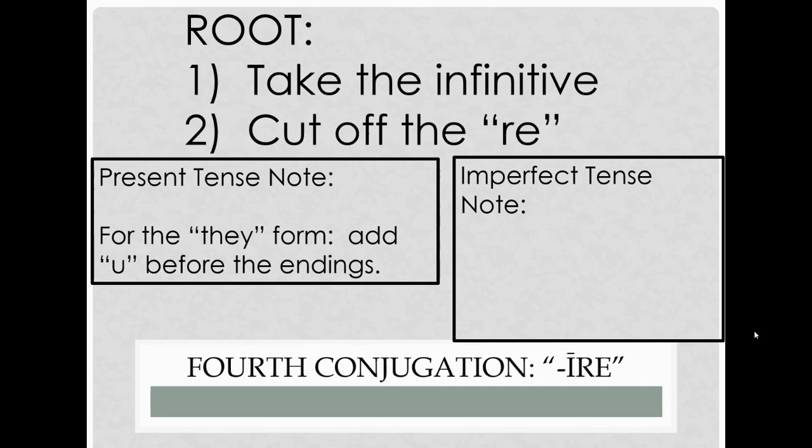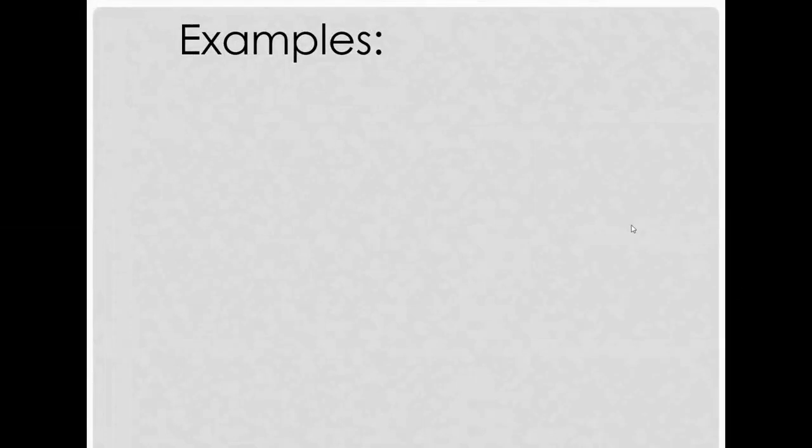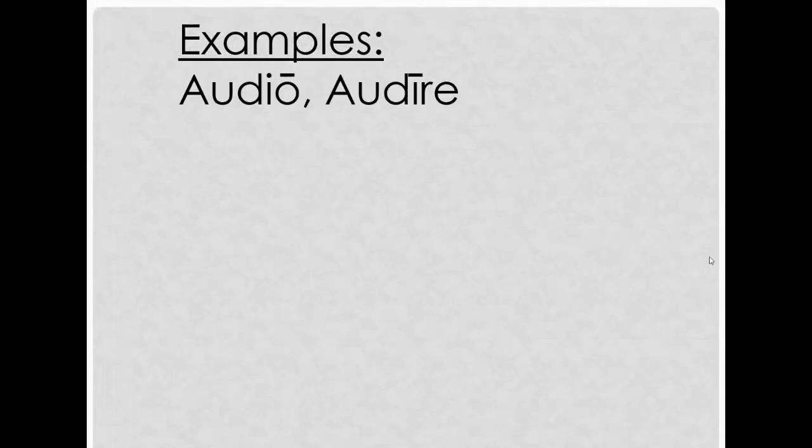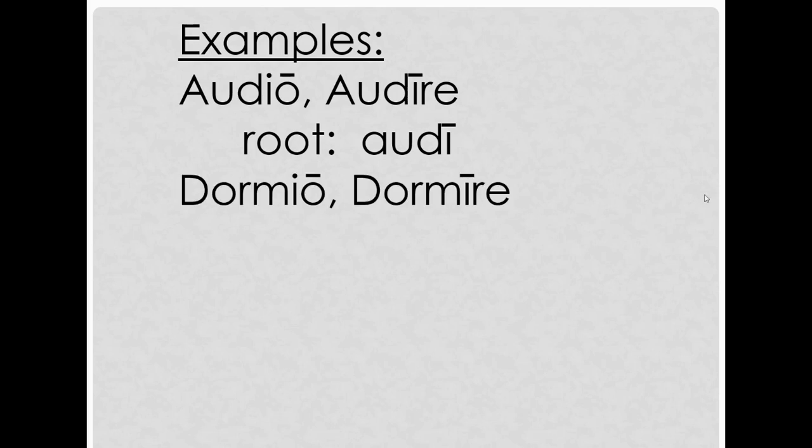When you're finished, pause, and then flip to the back of the fourth conjugation note card. You're going to write the word examples again, and then you're going to write the example audio audire. This is a word we've had before. It's one of our five senses, okay? So how do I find the root? Well, I know it's a fourth conjugation verb because of the IRE. I'm going to find the root by cutting off the O. So the root is audi.